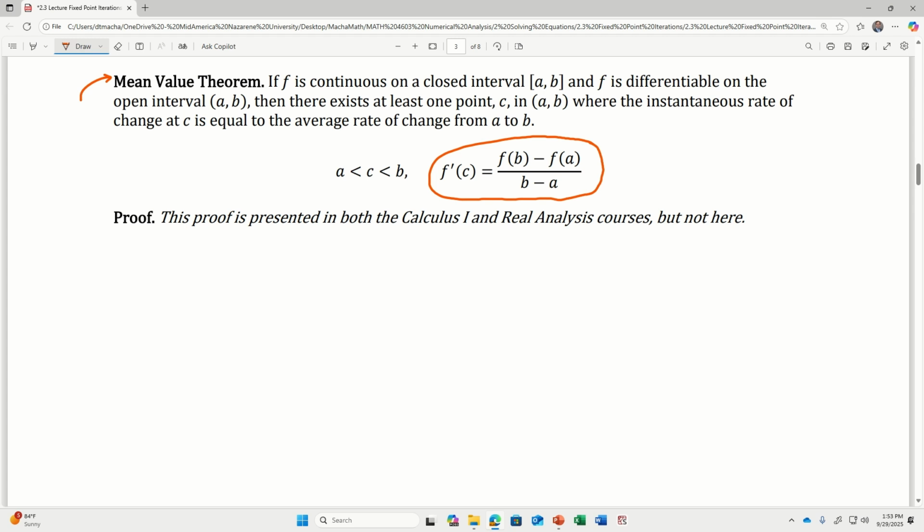Another less formal way of saying this is if I drive to visit my brother in Tulsa and I find that my average speed was 65 miles per hour between here and Tulsa, then that means at some point during the trip I had to be driving exactly 65 miles per hour, right? There's no way I could make the whole trip driving less than 65. There's no way I can make the whole trip driving more than 65. And as I switch from less than to greater than, I have to at least drive 65 miles per hour at one point. And that's what the mean value theorem is saying.